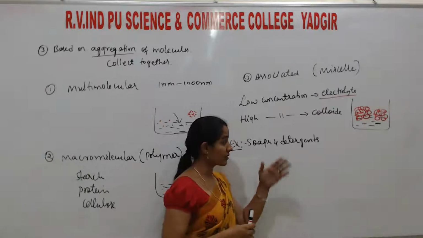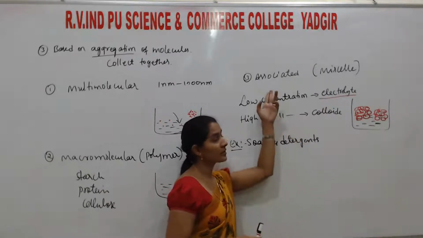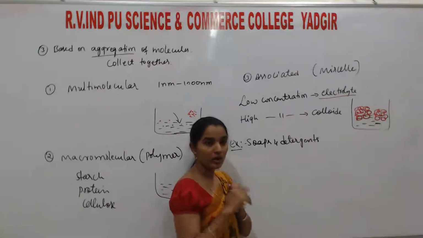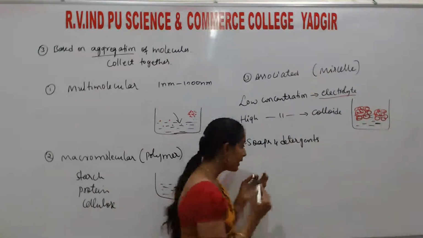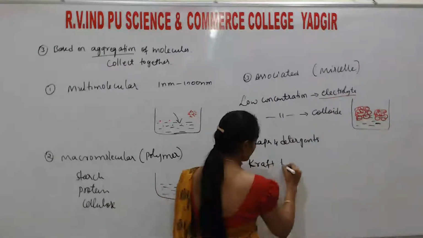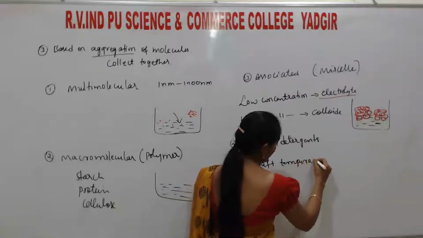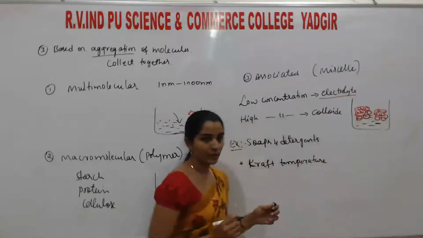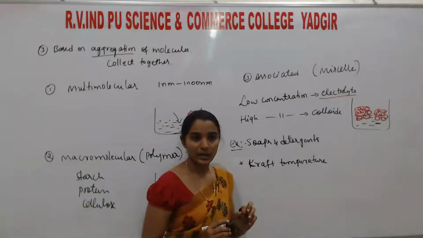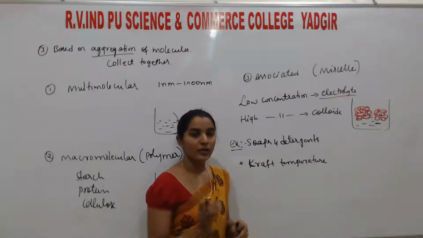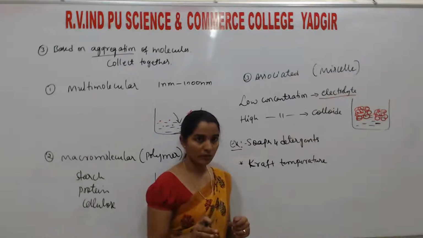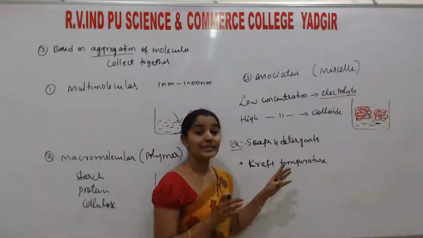That is because soap shows the property of an associated colloid only above a particular temperature, and only then they form micelles. That temperature is called the Kraft temperature. Above this Kraft temperature only they have the capacity to form micelles. Below that temperature they won't form. If you want to check, take cold water and warm water and mix soap in each. Cold water forms fewer micelles.